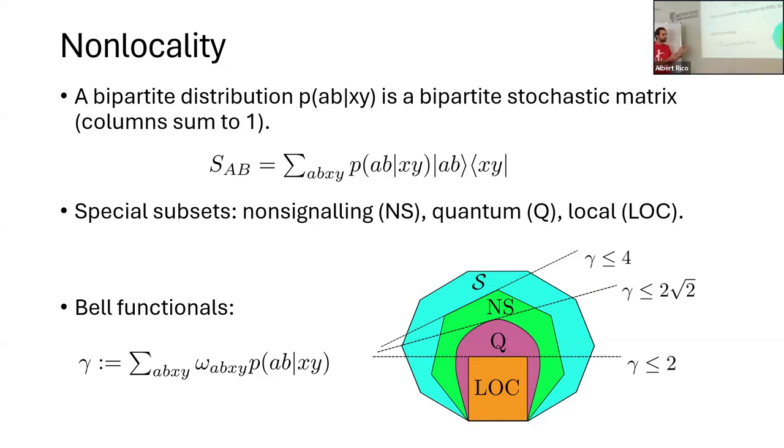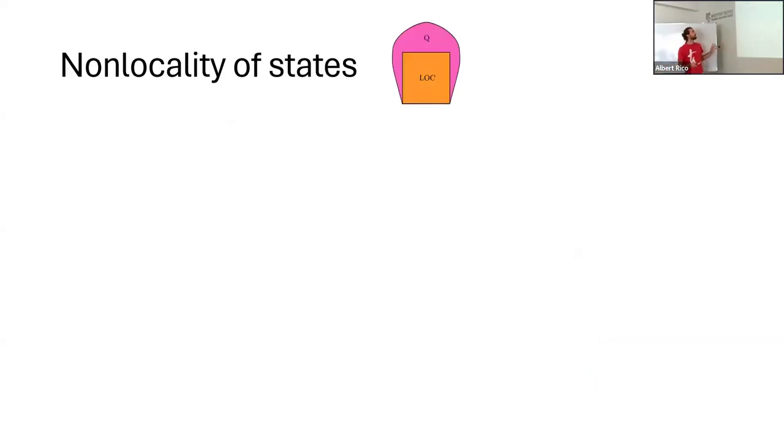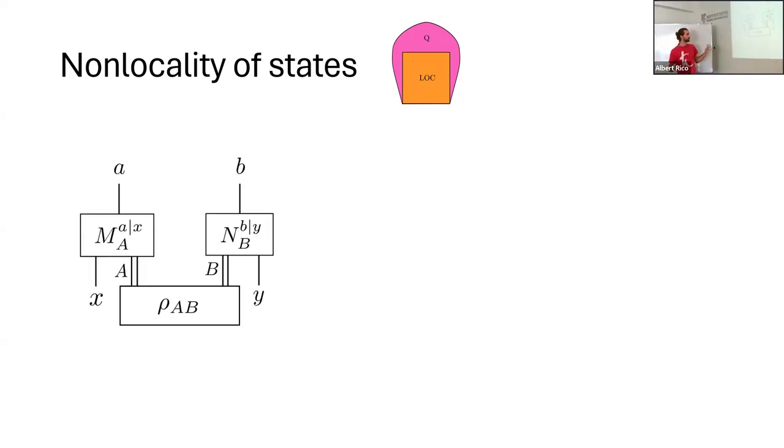That's a very good explanation of what is nonlocality. Let's check nonlocality on states. On states, when we have a state and we produce a distribution from it, we can only access the set of quantum distributions, and the rest is post-quantum theory.